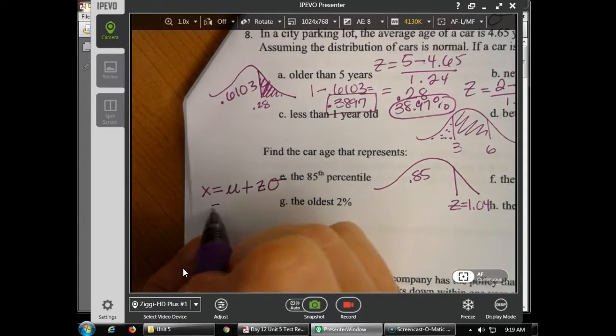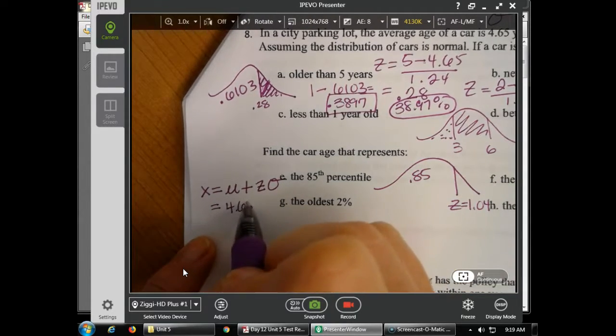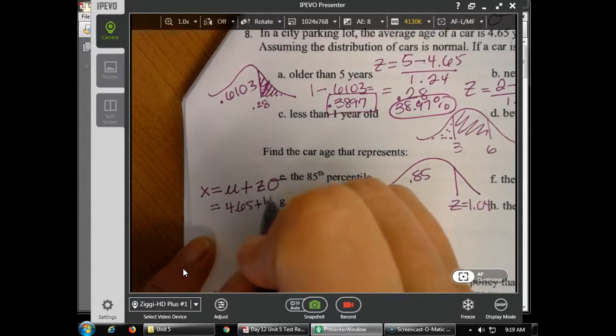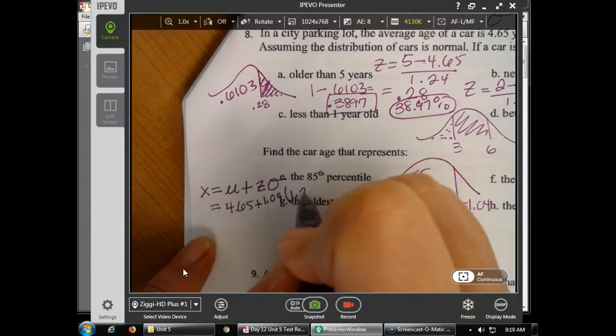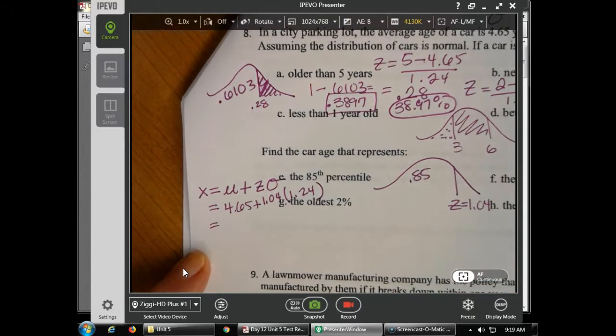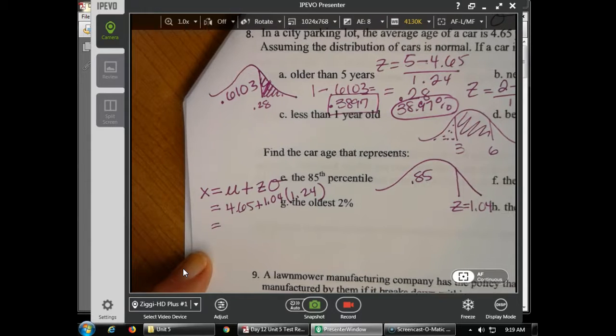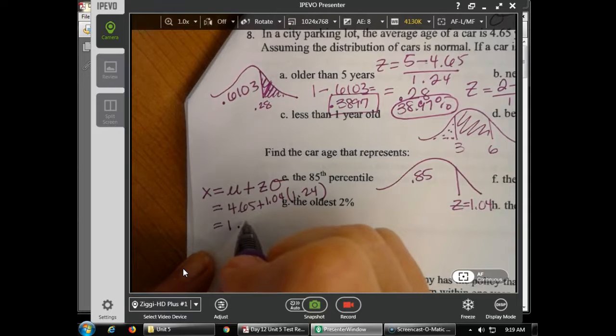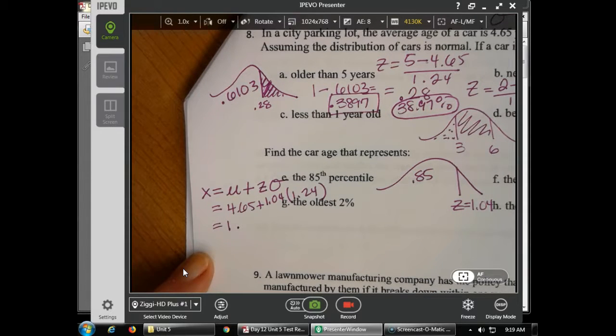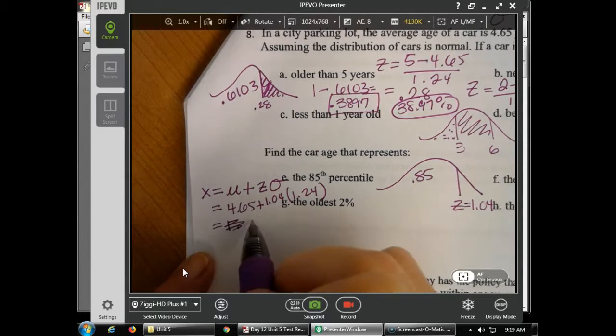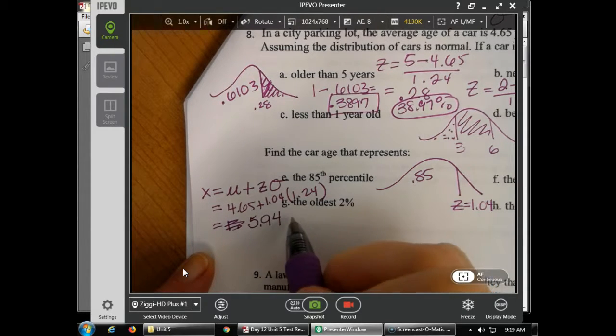So it's just going to be the mean, which was 4.65, plus 1.04 standard deviations of 1.24. Okay, and what does that give us? I did that wrong. You have 5.9396. So we'll just do 5.94 years.